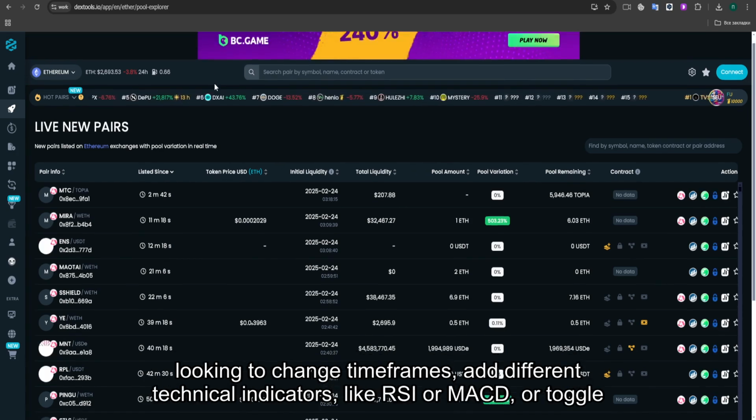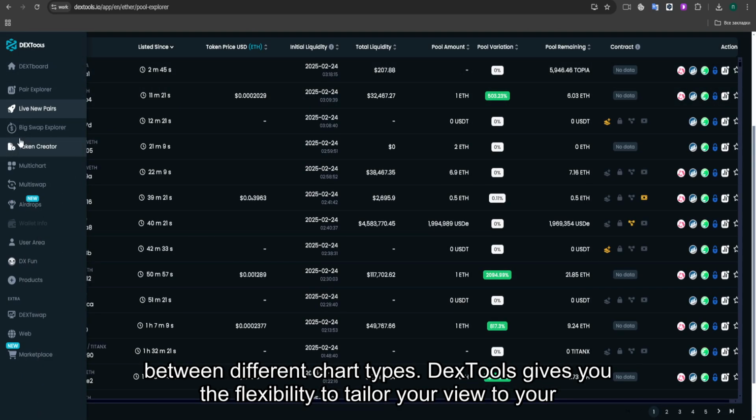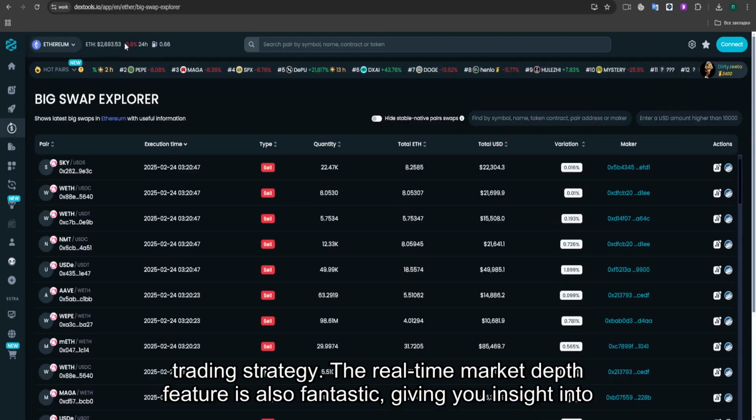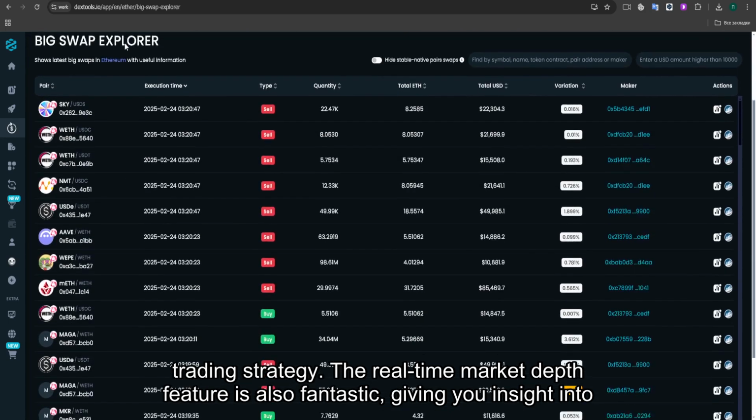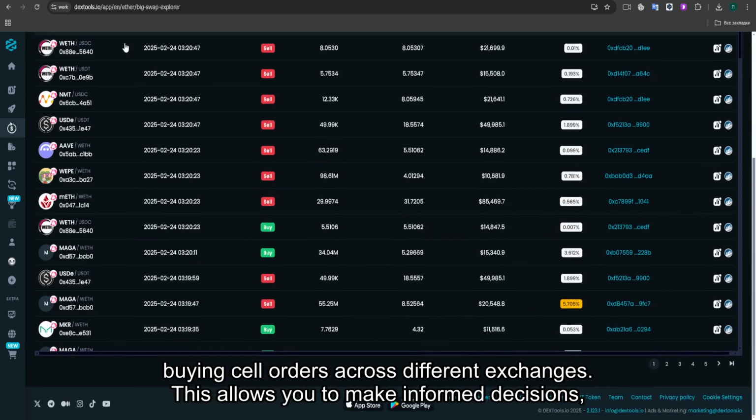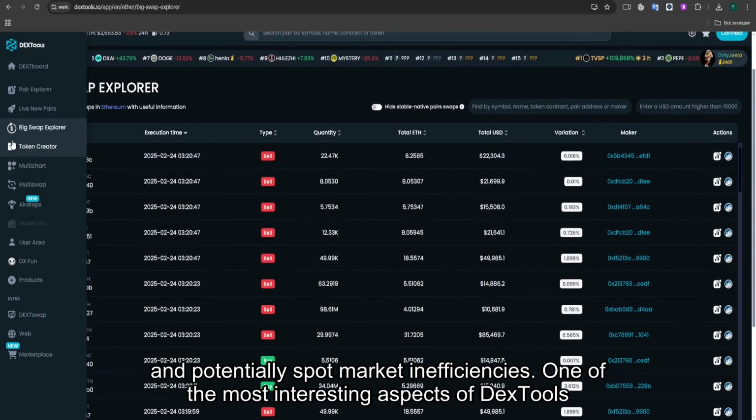Whether you're looking to change time frames, add different technical indicators like RSI or MACD, or toggle between different chart types, DexTools gives you the flexibility to tailor your view to your trading strategy. The real-time market depth feature is also fantastic, giving you insight into buy and sell orders across different exchanges. This allows you to make informed decisions and potentially spot market inefficiencies.